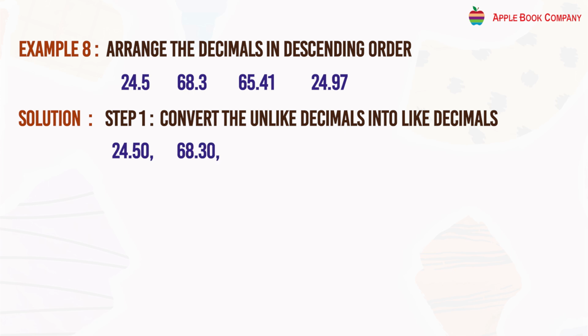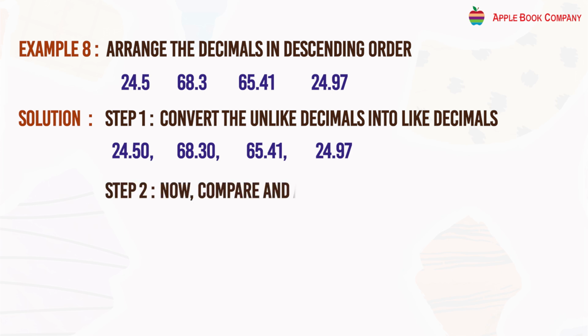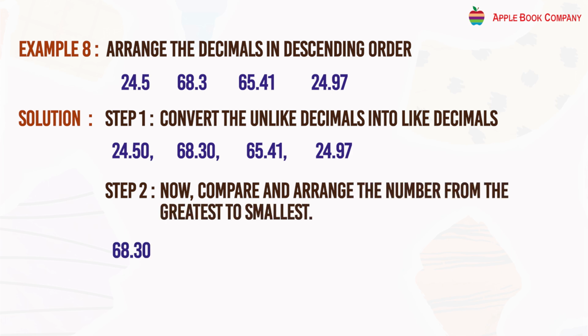24.50, 68.30, 65.41, 24.97. Step 2. Now, compare and arrange the numbers from the greatest to smallest. 68.30 is more than 65.41, which is more than 24.97. 24.97 is more than 24.50.